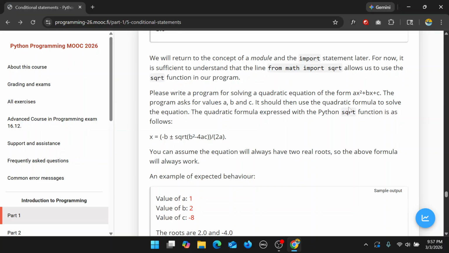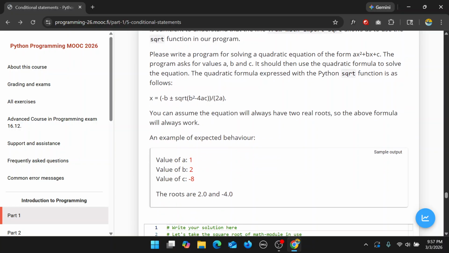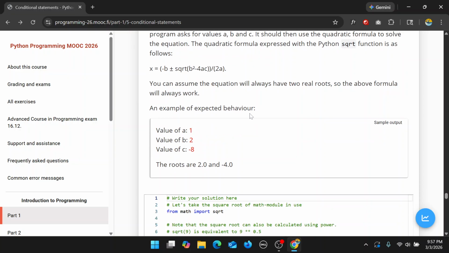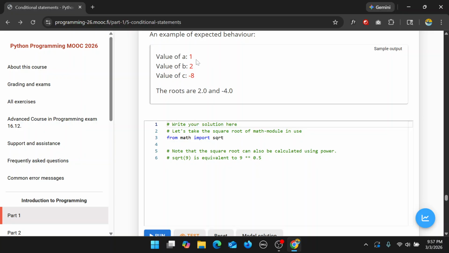It says it should then use the quadratic formula to solve the equation. The quadratic formula expressed with the Python square root function is as follows: x equals negative b plus or minus the square root of b squared minus 4ac, all over 2a. You can assume the equation will always have 2 real roots, so the above formula will always work. An example of expected behavior: if we provide a as 1, b as 2, and c as negative 8, it says the roots are 2.0 and negative 4.0.